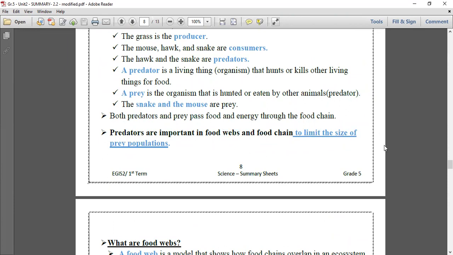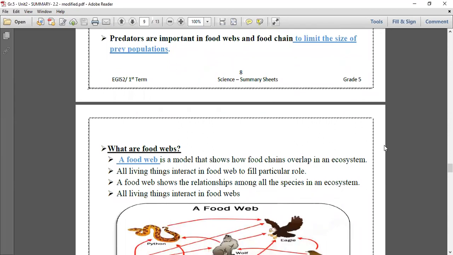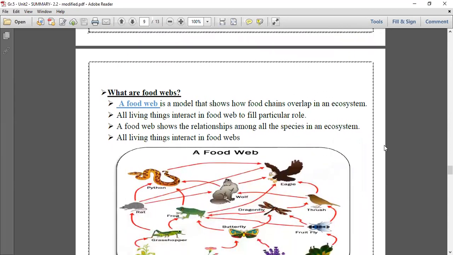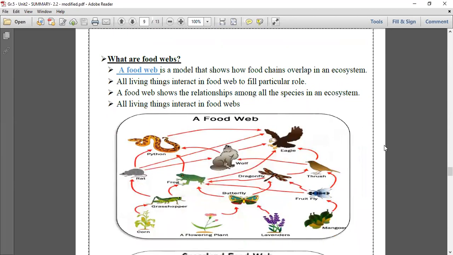Then, what are food webs? Since we studied food chains, a single path for energy and nutrients from one organism to another in an ecosystem.